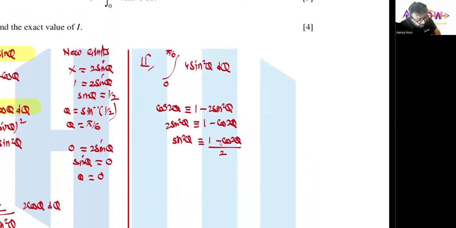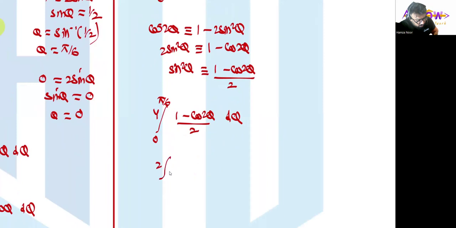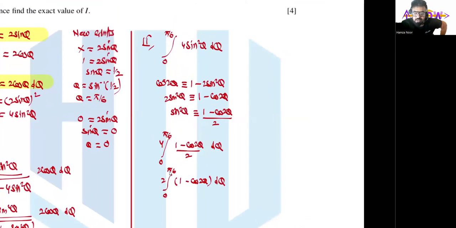This means that 4 is a common term, and we can take 4 outside. In place of sine square theta, I'm going to write 1 minus cos 2 theta completely over 2, and this is integrated with respect to theta, with upper limit pi over 6 and lower limit 0. So this 4 over 2 simplifies as 2. Now 2 is a constant term outside, and we need to integrate 1 minus cos 2 theta with respect to theta, with upper limit pi over 6 and lower limit 0. So far we have achieved this.